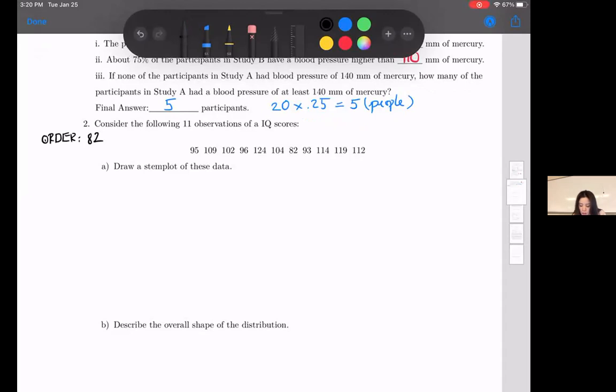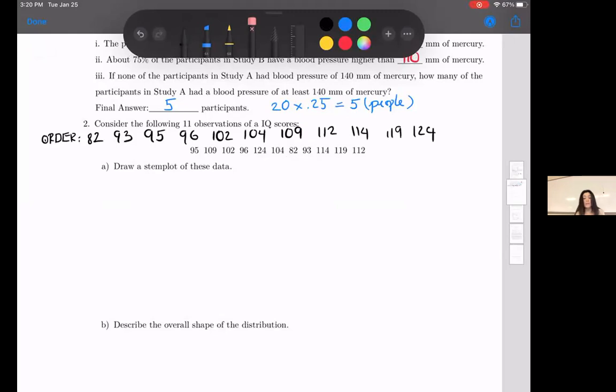I can see the numbers just kind of run around. 82, 93. I'm going to cross it out so I know. 93, 95, 96. Is there any more in the 90s? 100, 102, 104, 109, what else? 112, 114, 119, and 124.